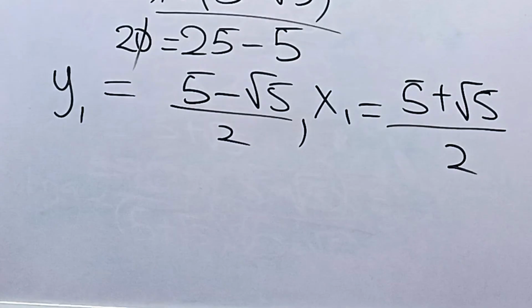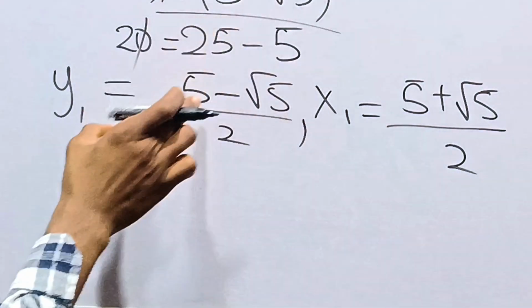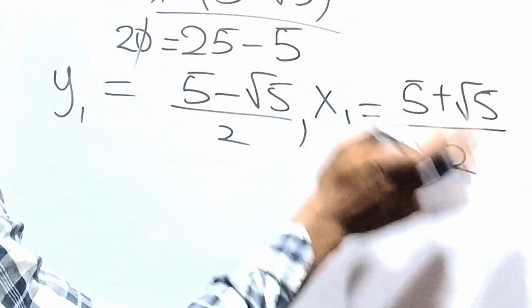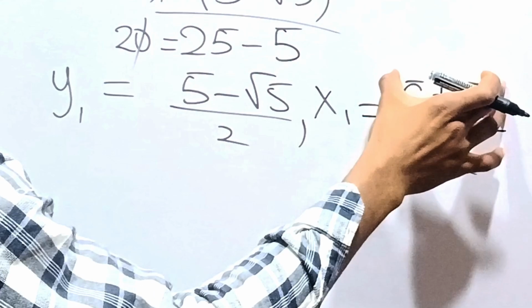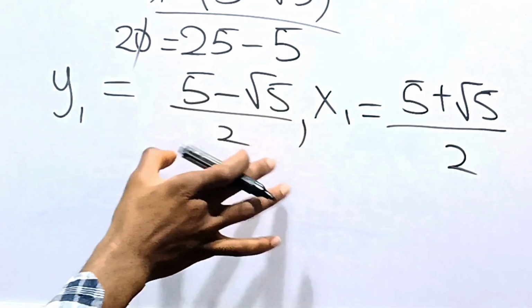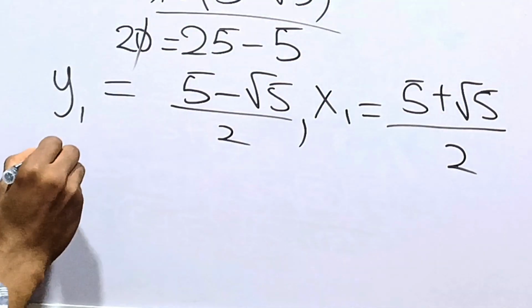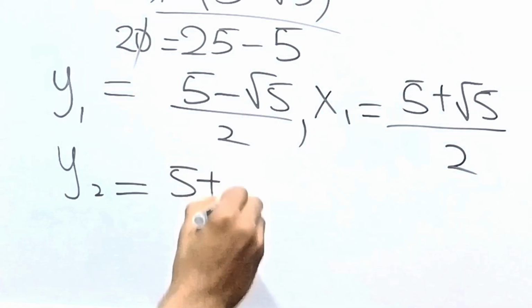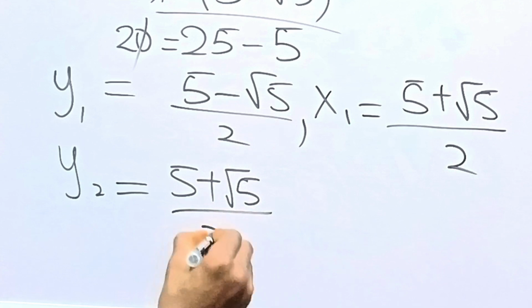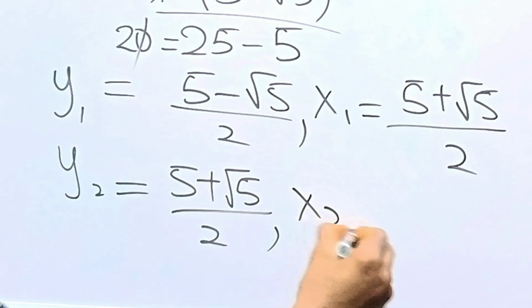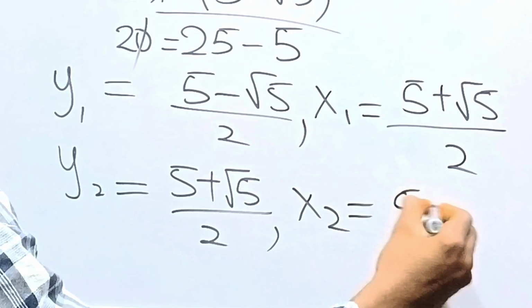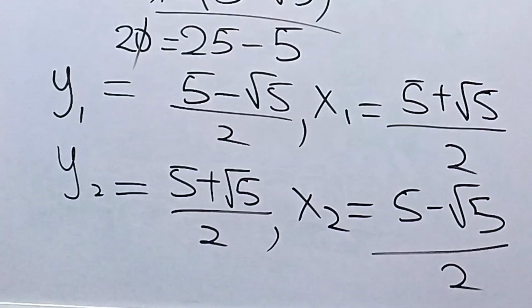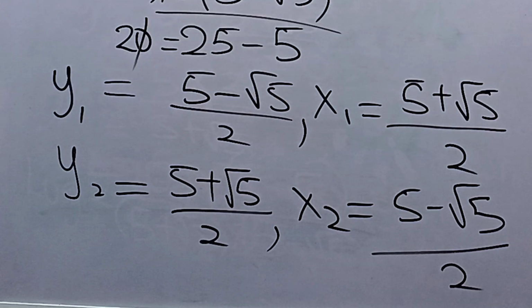So can you notice a pattern between these two things? If you look here, we had 5 minus root of 5 divided by 2, and here we have 5 plus root of 5 divided by 2. So x being 5 plus root of 5 divided by 2 gives us 5 minus root of 5 divided by 2 as y. So invariably, y2 should now be equal to 5 plus root of 5 divided by 2, and our x2 will now be equal to 5 minus root of 5 divided by 2. So these are the final answers for x and y in this question.